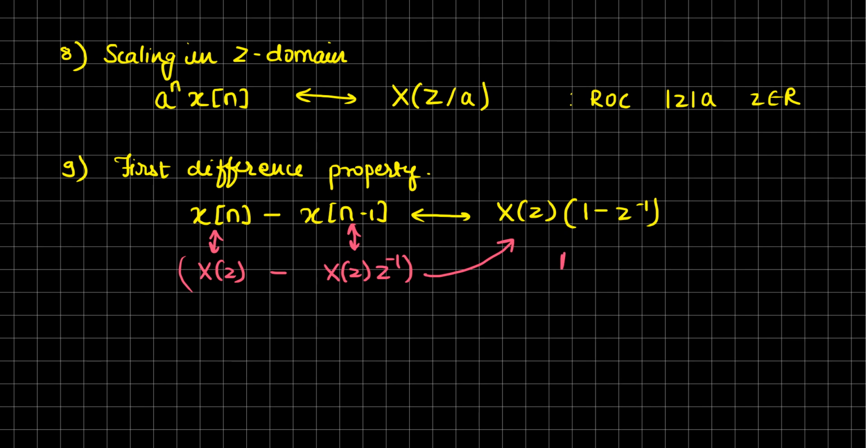And this ROC of the new Z transform is the ROC of original signal intersection of mod of z greater than 0. We can observe that there is a pole at z equal to 0. So because of this, we have intersection of mod of z greater than 0.